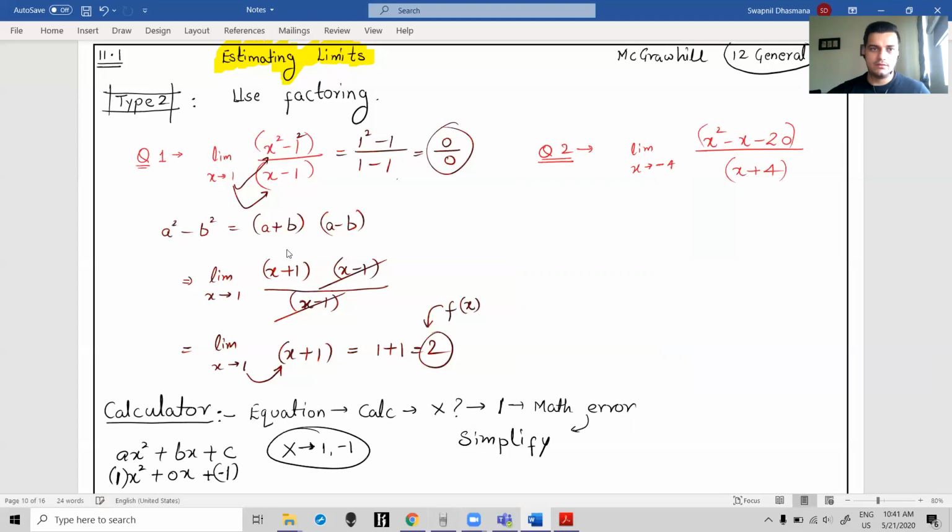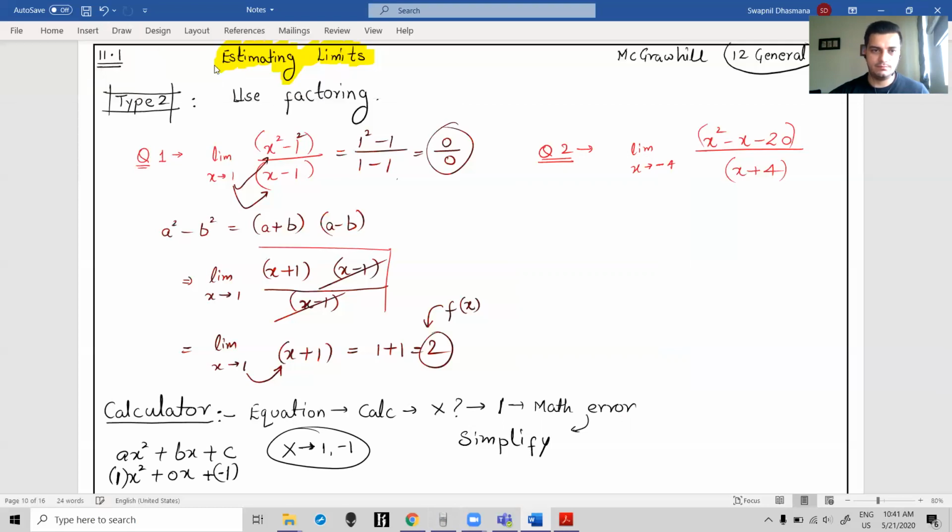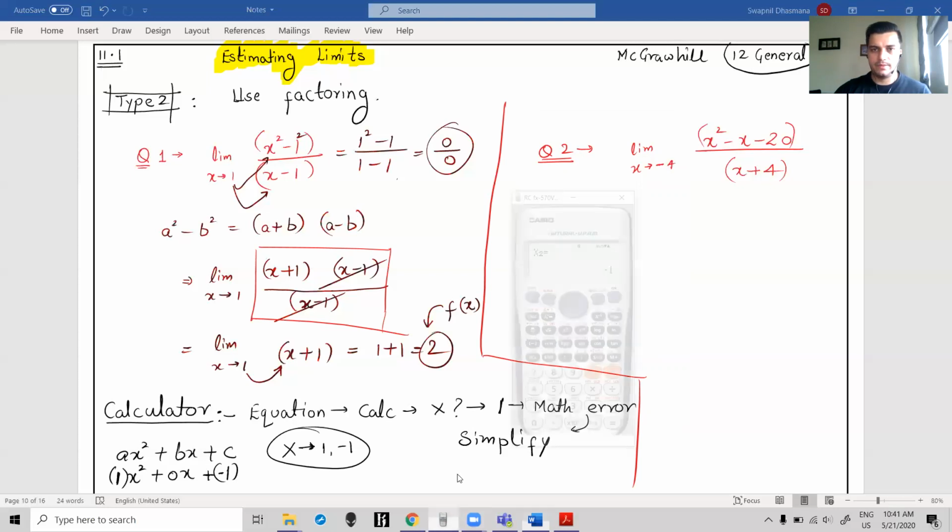Now I have got two values of x. All I have to do after this is write it down in this form. I think that might be a bit confusing, so let me show you the next part of this question using the calculator only.